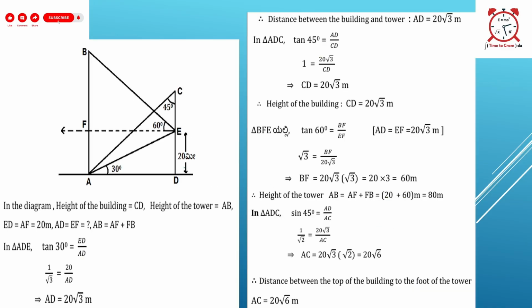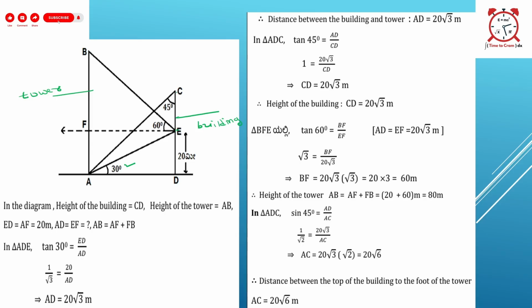So let us observe the figure here. In the diagram, CD is the building, and AB is the tower. From the foot of the tower, this is the window of the building and its angle of elevation is 30 degrees. In the same way, from the window to the top of the tower, the angle of elevation is 60 degrees.